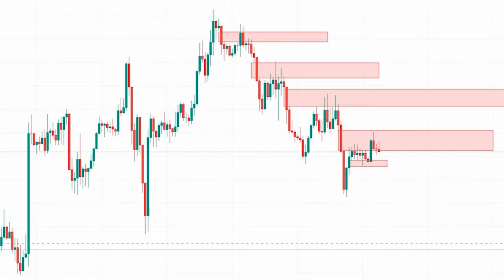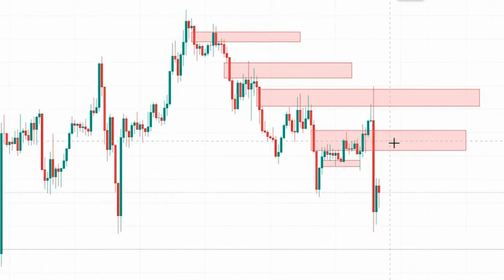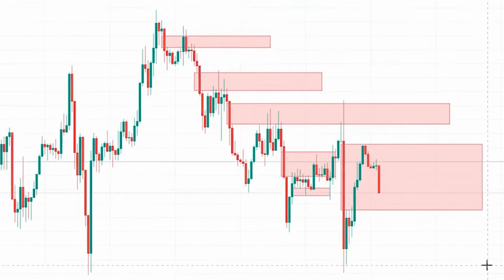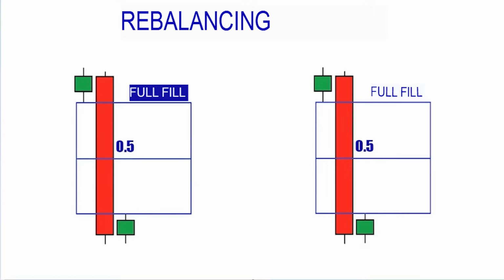Later, price remembers the earlier imbalance that wasn't fully filled. After a strong decline, it creates a new imbalance and then completes the fill. Let's look at which zones price usually reacts to inside an imbalance. Again, you must analyze the overall picture and avoid trading imbalance separately from market structure and other smart money tools.